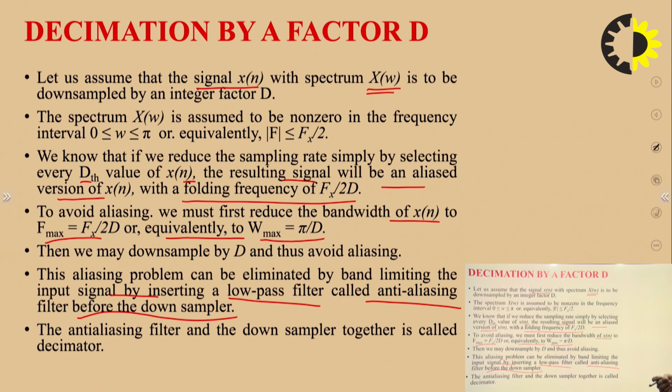The anti-aliasing filter and the downsampler together are called a decimator. So now what we have to do? We have a signal x[n]. First of all, we have to pass this signal x[n] through our low pass filter. Why? Because we want to restrict its bandwidth.